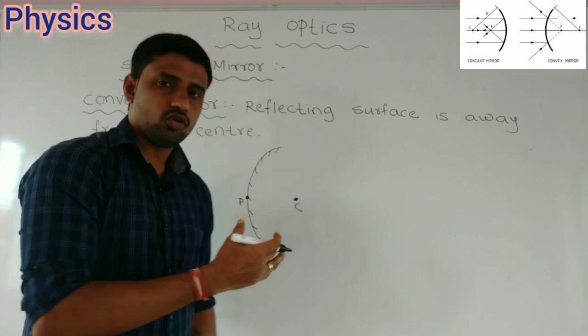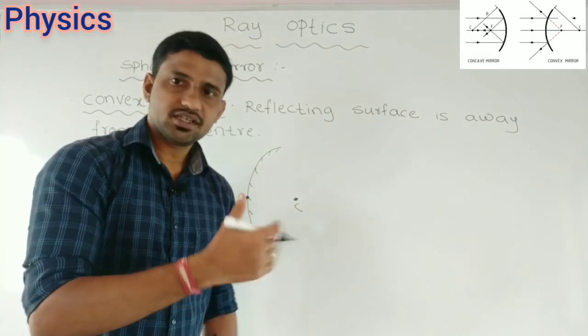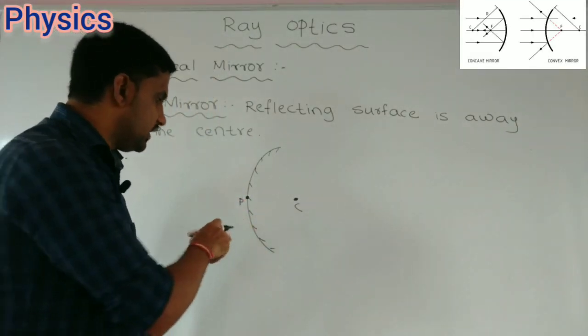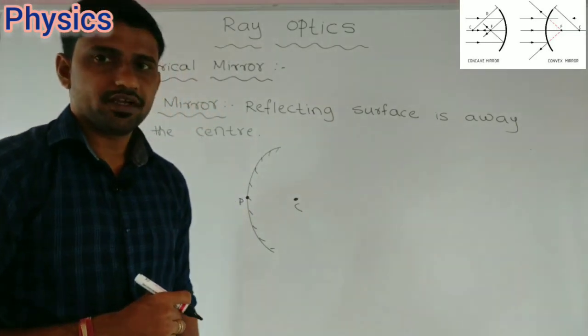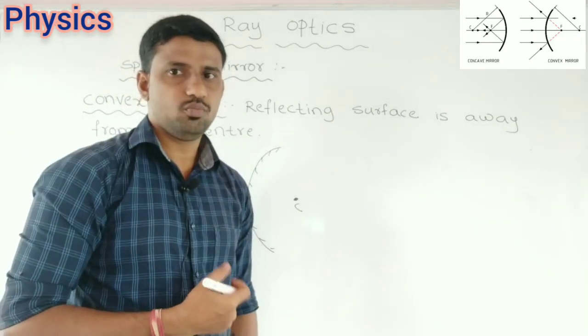We already know this in the case of a concave mirror. Like that, here also we are using the pole. That is the exact center of the convex mirror, and that is called a pole.